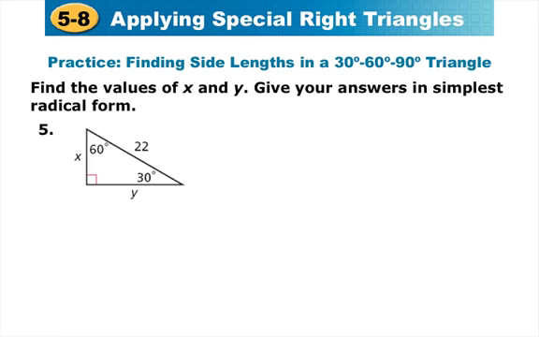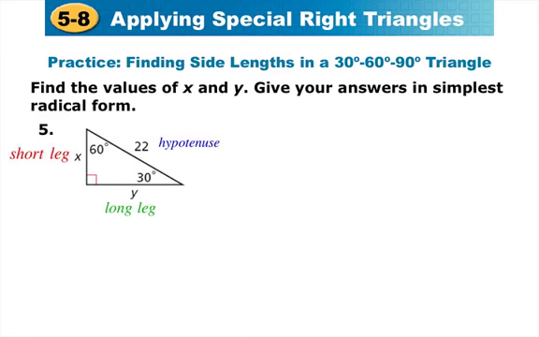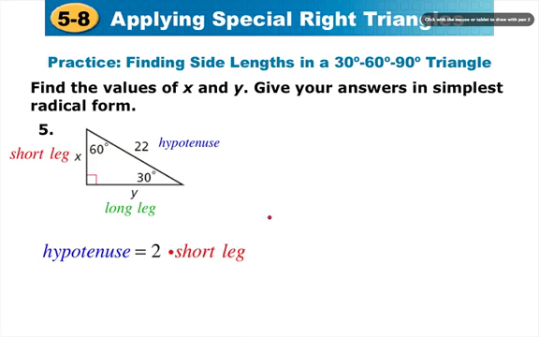Just find the values of x and y in simplest radical form. So let me highlight the sides. Hypotenuse, long leg, short leg. You can see them in front of you. So I'm going to find x first. Once I use this formula and substitute, I notice that the hypotenuse is 22 and the short leg is x. I substitute the values into the formula. This is what I get. Solve for x. x is equal to 11.